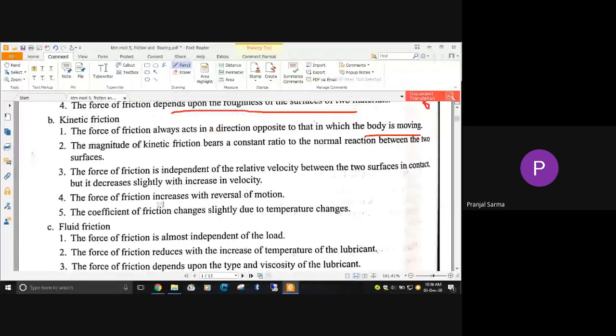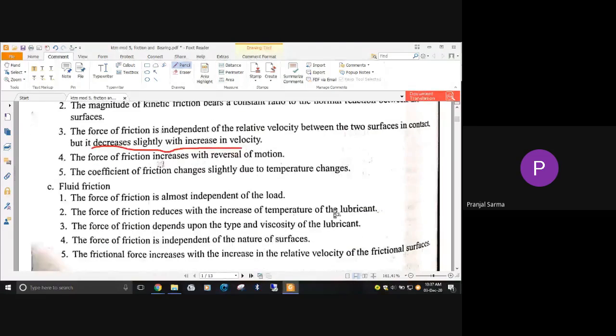So similarly, the magnitude of kinetic friction bears a constant ratio to the normal reaction between the two surfaces. I believe all of you already know F equal to mu R. That expression with respect to friction, I believe all of you already know. Similarly, the force of friction is independent of the relative velocity between the two surfaces in contact, but it decreases slightly with an increase in velocity. And the force of friction increases with reversal of motion.